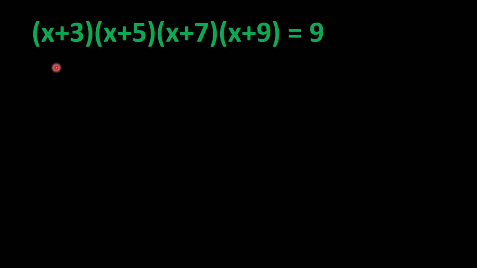Hello guys, we have this question: (x+3)(x+5)(x+7)(x+9) = 9, and we have to solve this question for the value of x. There are two methods to solve this question. Number one, we multiply all these terms and then solve for x. Another method is the substitution method.